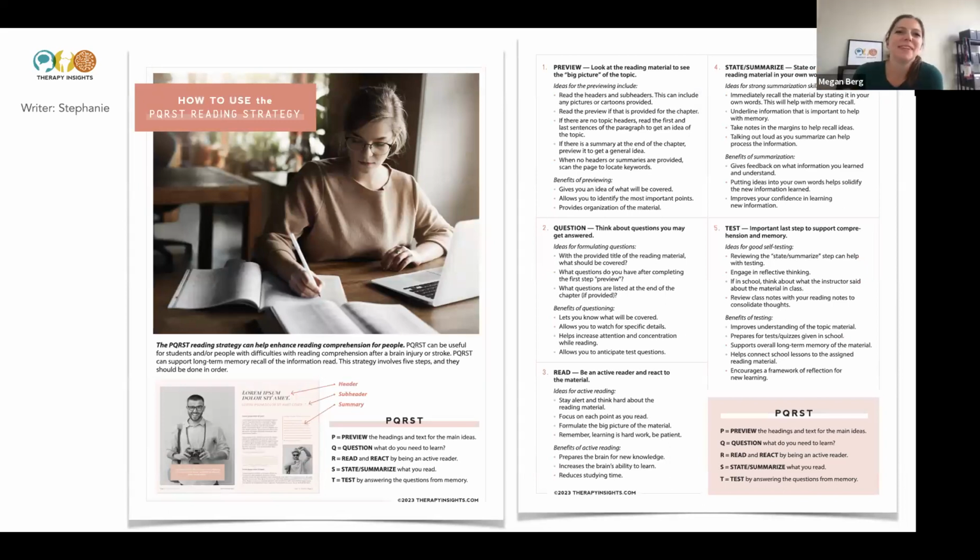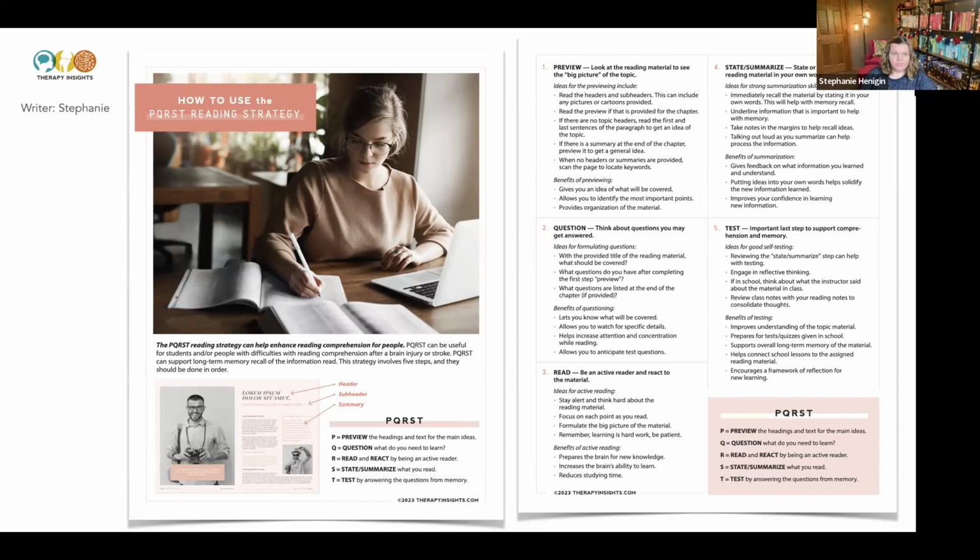All right, we're going to move on to how to use the PQRST reading strategy. This is a 2-page handout that summarizes what the strategy is and how to use it. And Stephanie, I'll let you tell us more about this one.